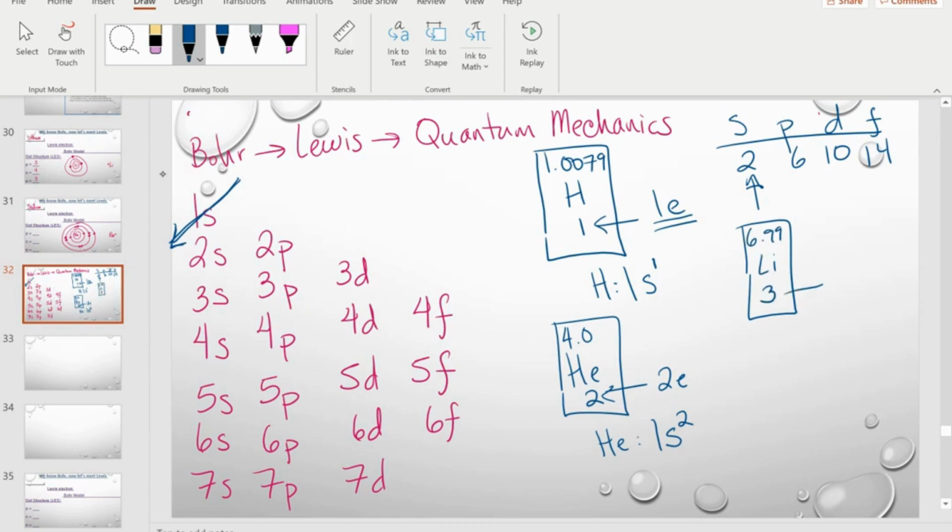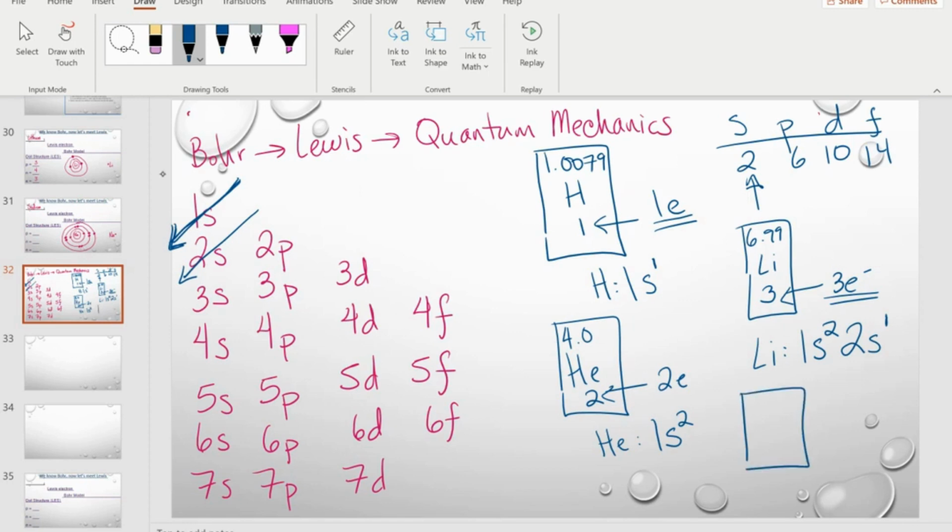Now, if we move on and we go to Li, it has 3 electrons because it has an atomic number of 3. And so for its electron configuration, again, we're starting at the top, 1s, and we're going to put 2 electrons in there. But remember, we have 3 electrons total, which means we now need to go into the next orbital. So now we're going to have 2s. And since we had 2 in the first orbital, we're going to put 1 in the next one to be a total of 3.